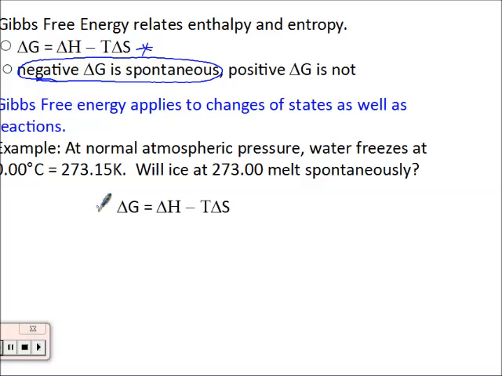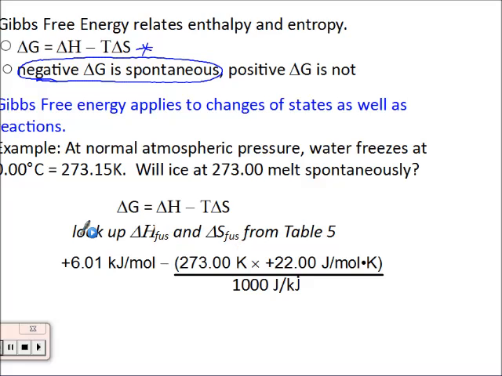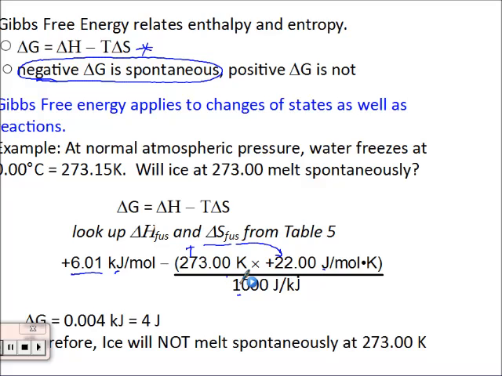I'm going to use my delta G equation. I would look up these values from table 5 in your book. And from table 5 I know that my enthalpy of fusion is 6.01, this is my temperature, and entropy of fusion is 22 joules per mole. Now notice your differences, kilojoules and joules, they will often give you these. You'll have to change units sometimes. So divide by 1,000 here. And when I do that, I find out that delta G is 0.004 kilojoules or 4 joules.